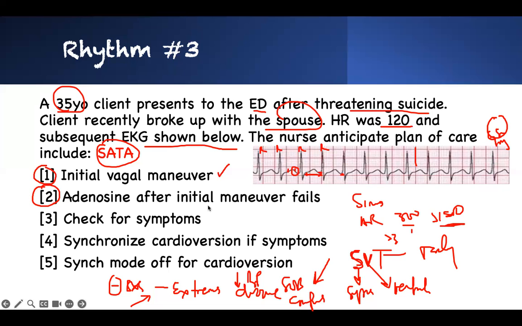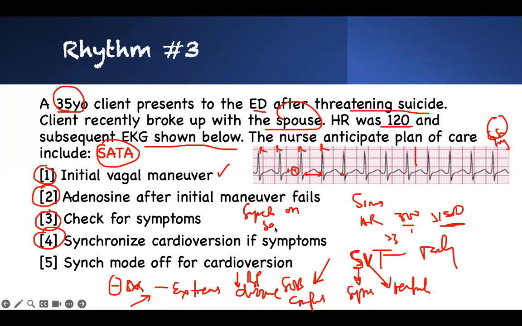Like I said, before you start all these things, you check for symptoms and make sure the patient does not have symptoms. Otherwise, you have to act faster: synchronized cardioversion if symptoms are present. When you're doing synchronized cardioversion, there are certain things you have to do. You've got to put the sync mode on, because you're using the same defibrillator. Every crash cart has a defibrillator, and it can be used for cardioversion. But to use it for cardioversion, you need to put the sync mode on.